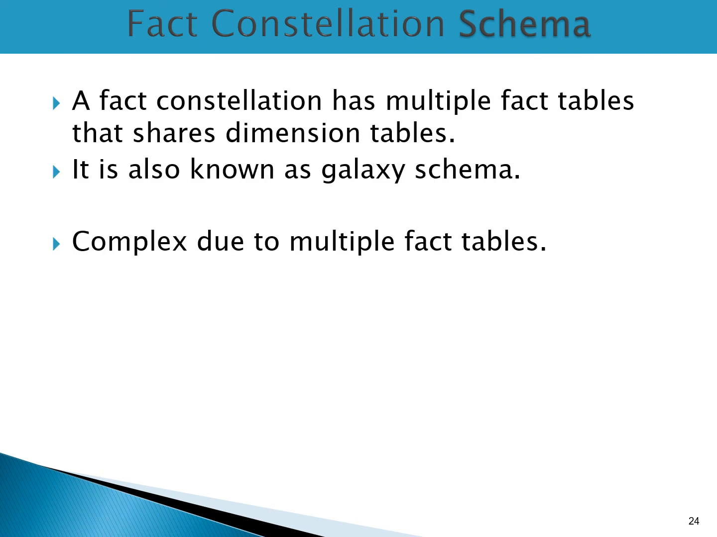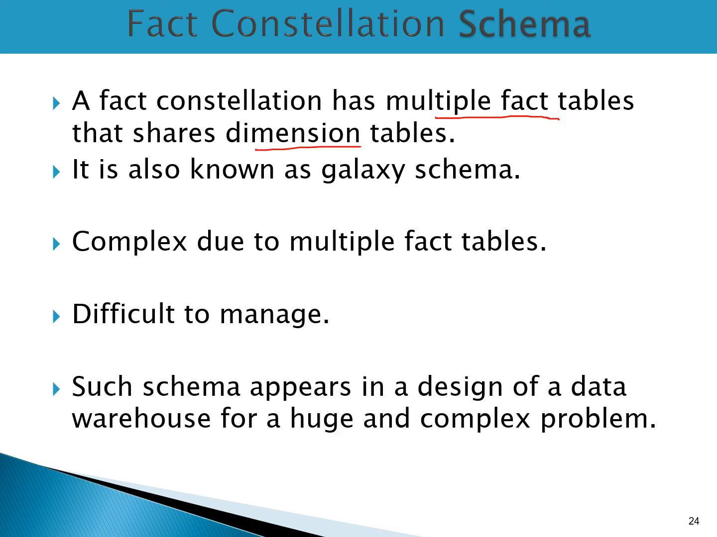So the last one is the fact constellation schema. The difference is it has multiple fact tables that share dimension tables. Now in star schema there is one central fact table, while in fact constellation schema there can be multiple fact tables. So it is also called galaxy schema. It is complex because it has multiple fact tables. So if you want to model a schema of a very complex problem, then you can use this type of schema, fact constellation schema. It is difficult to manage as it is complex.